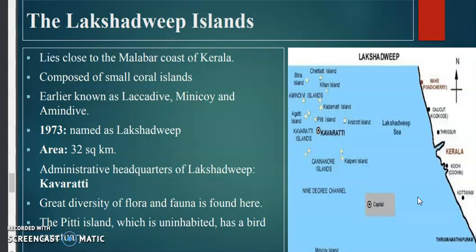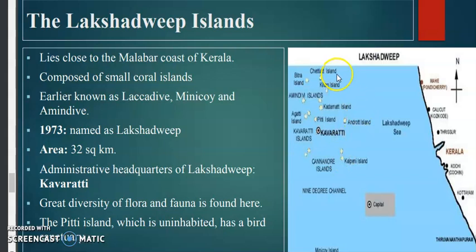Earlier, the Lakshadweep Island was known as Laccadive, Minicoy, Amindivi. See over here, this is Amindivi Island. The down part is Minicoy Island. Amindivi at the top, Minicoy at the bottom, and in the middle was the Laccadive, and all together now it is known as Lakshadweep Island. The capital of Lakshadweep is Kavaratti. In 1973 the name was modified and the name is now Lakshadweep.